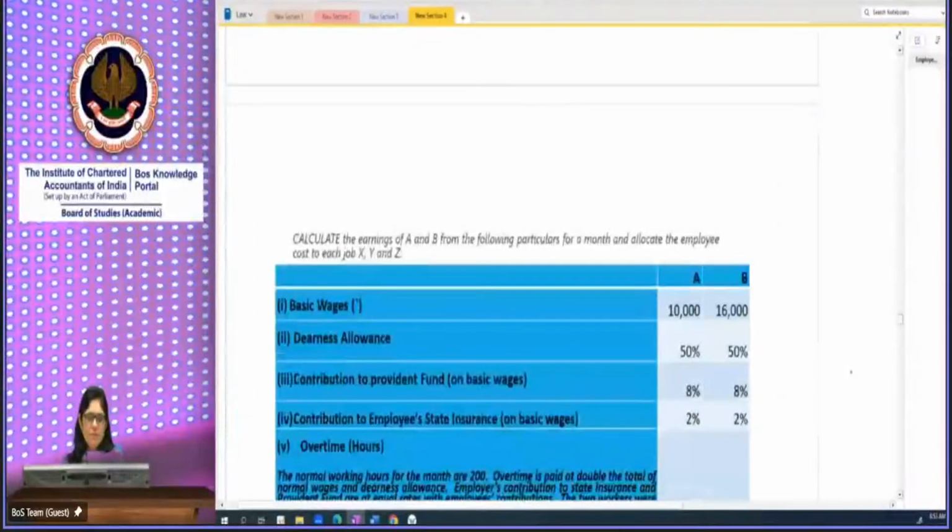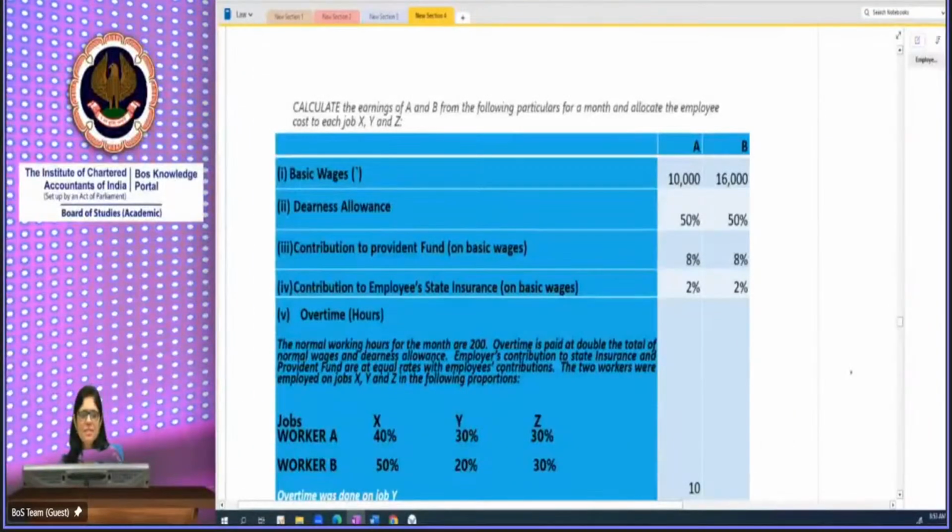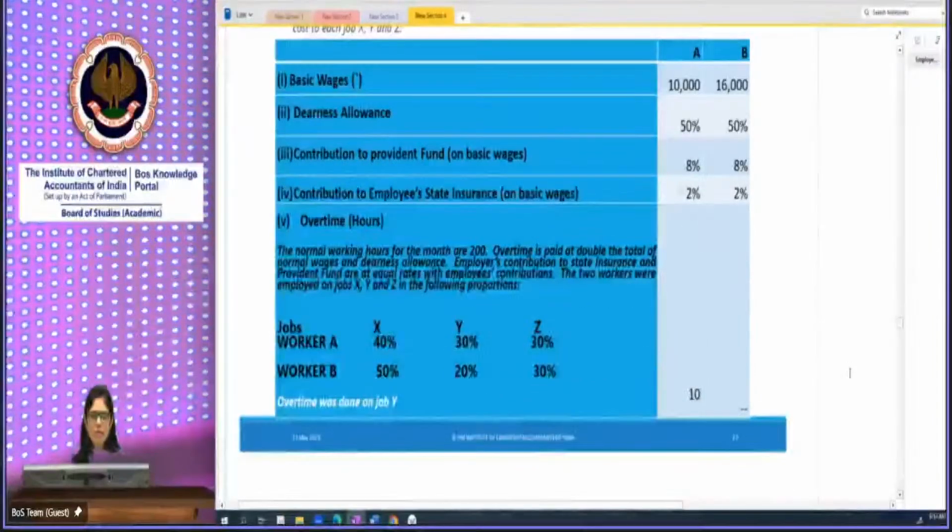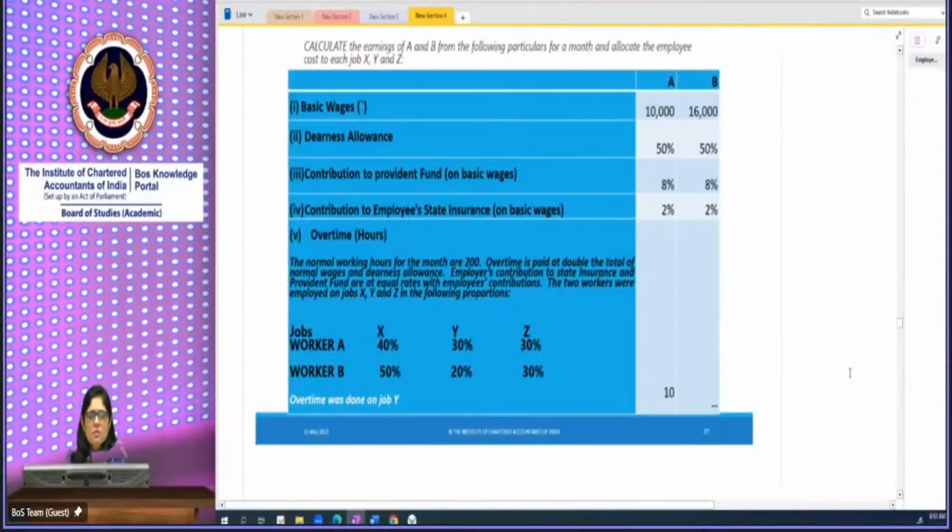Okay. So we have one illustration. Just take note of this illustration. Okay, we have this overtime. So there are workers A and B. We have to calculate the earnings also, and we have to calculate the cost also. So we have to calculate two variants here: earnings to the worker and cost to the employer. I told you there's a difference between the two: earnings to the worker and cost to the employer. Clear?